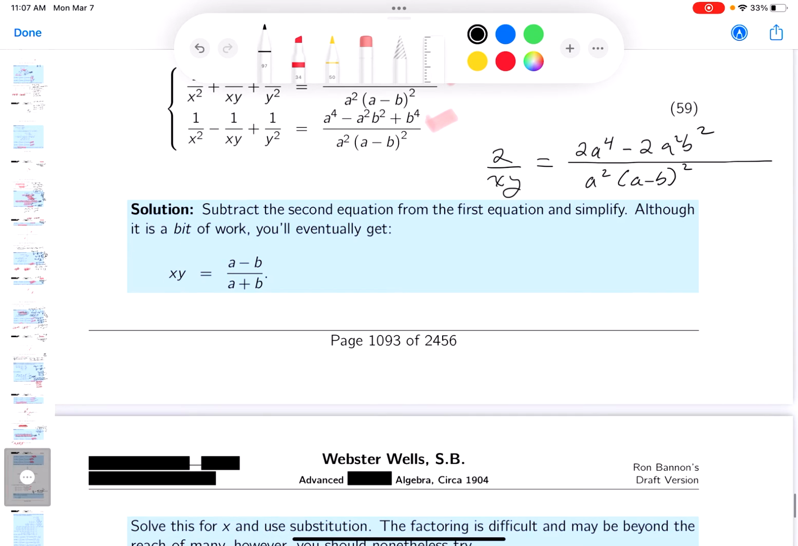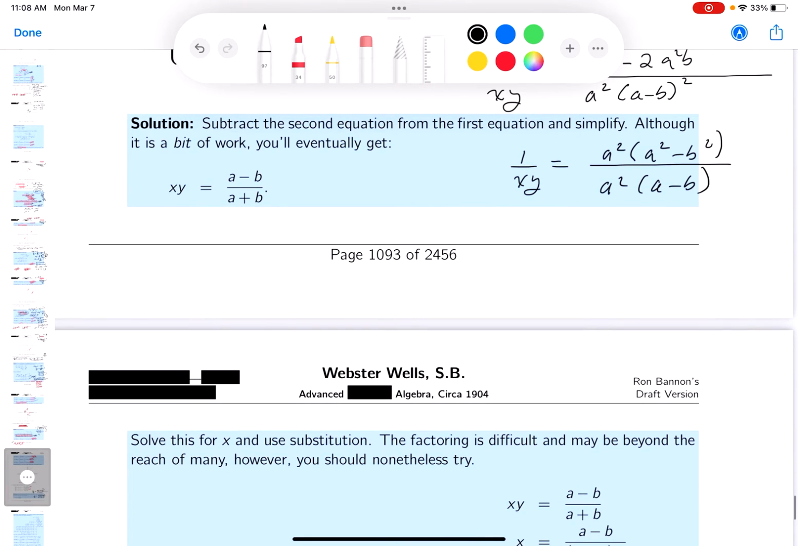I'm going to divide both sides by 2. You get 1 over xy equals, and I'm going to factor out an a squared too. So you get a squared, and then you get a squared. I already divided by 2, by the way. You get a squared minus b squared. And what do you get there? a squared, a minus b. Well, you know what? Things are starting to shape up. So 1 over xy is equal to, well, the a squareds definitely disappear, and you're going to get a minus b, a plus b.